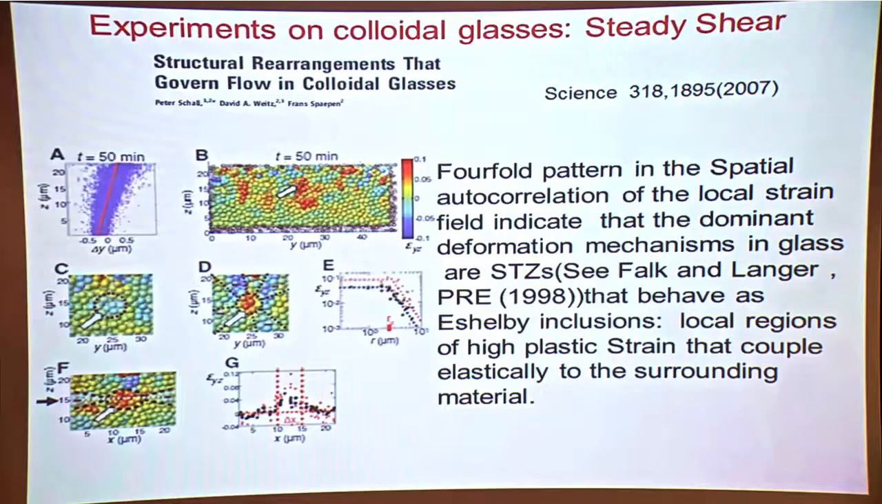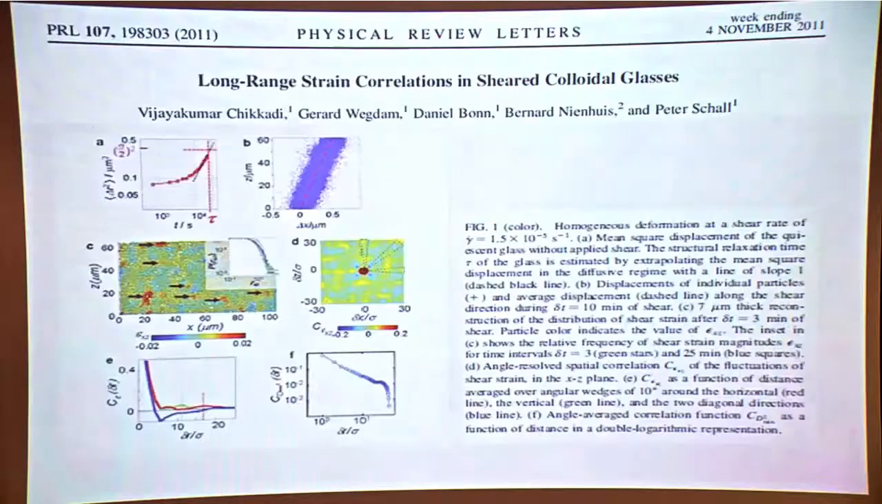So there have been a lot of efforts in identifying STZ, but it's probably best seen in soft matter systems where the length scales are large. They behave as Eshelby inclusions, as was predicted: local regions of high plastic strain that couple elastically to the surrounding material.